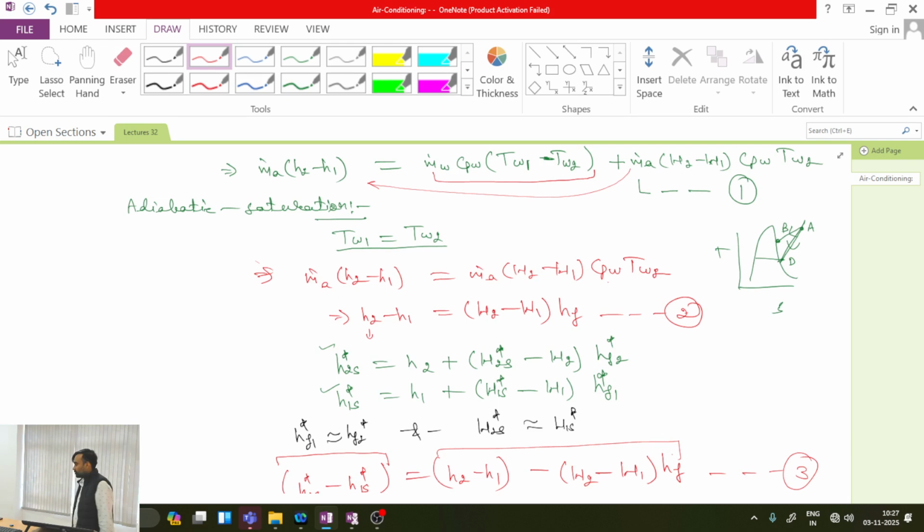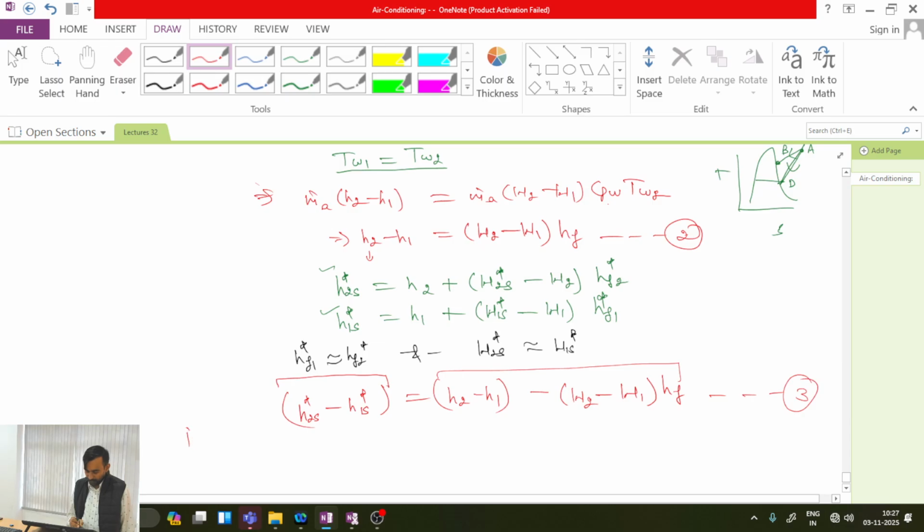Is this one clear? So from 1 and 3, what I can write, from 1 and 3, I can say that m dot a into (h2s star minus h1s star) must be equal to what? m dot w cpw into (tw1 minus tw2). This is one very important equation.